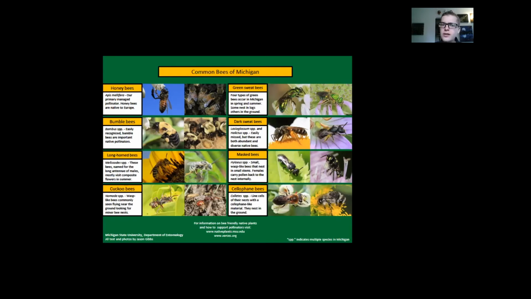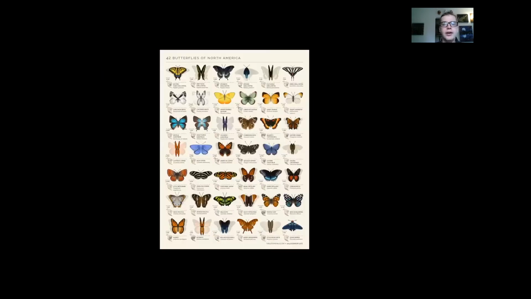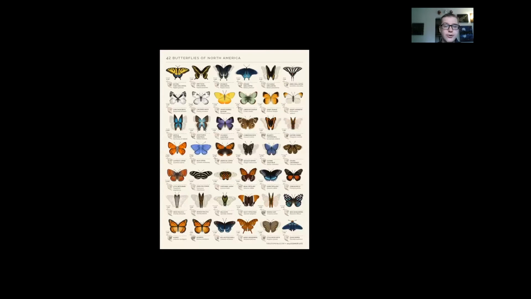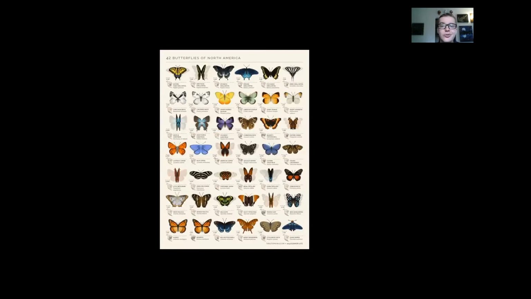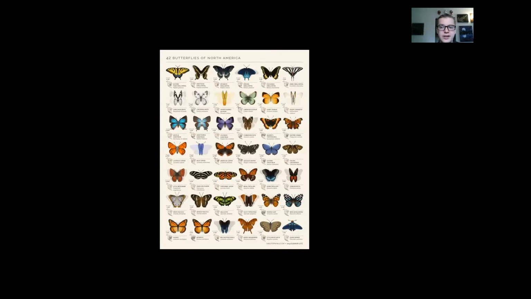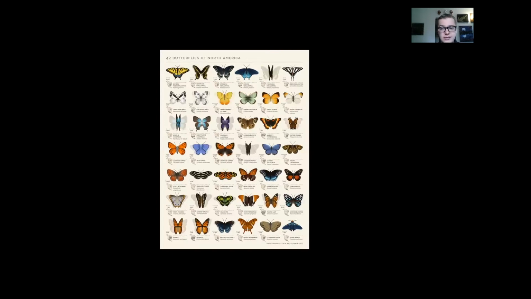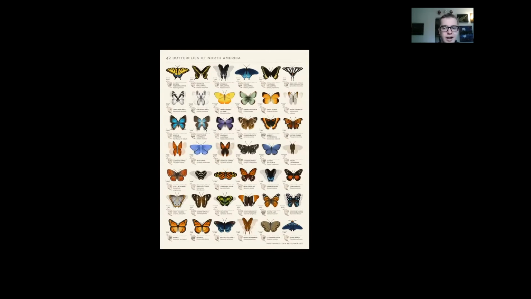pollinators.msu.edu. So bees are one type of pollinator, but of course another common type of pollinator that you're probably familiar with are butterflies and moths. So there's hundreds of different species of butterflies and moths in Michigan, and they act the same way as bees, moving from flower to flower, drinking nectar, collecting pollen, pollinating flowers on the way.